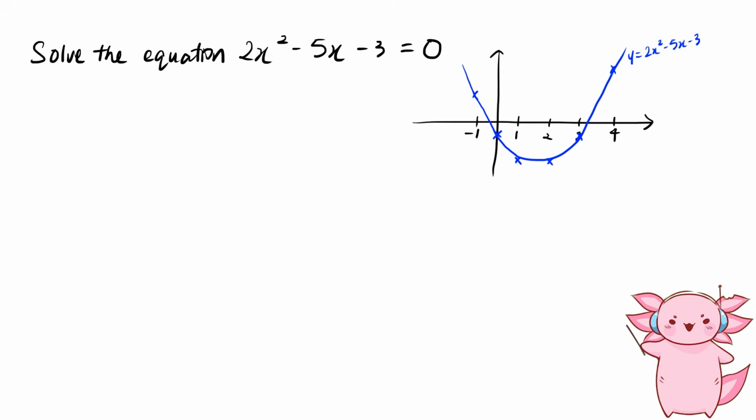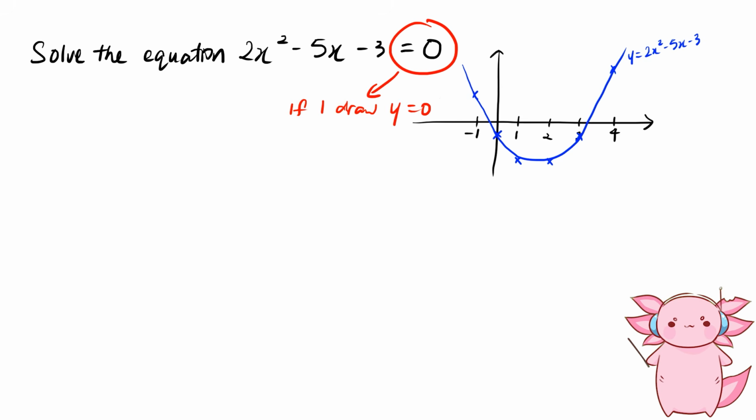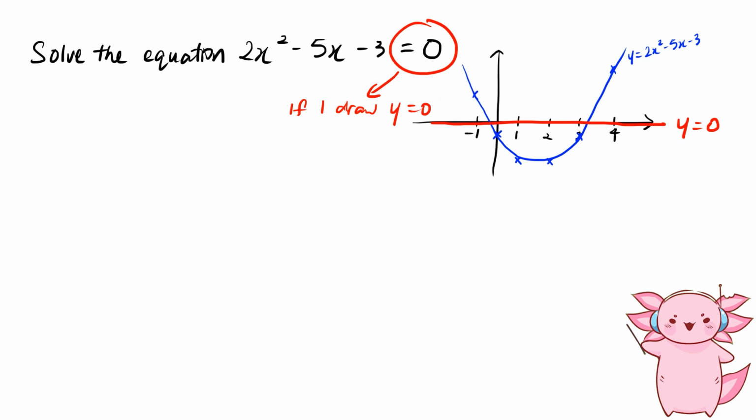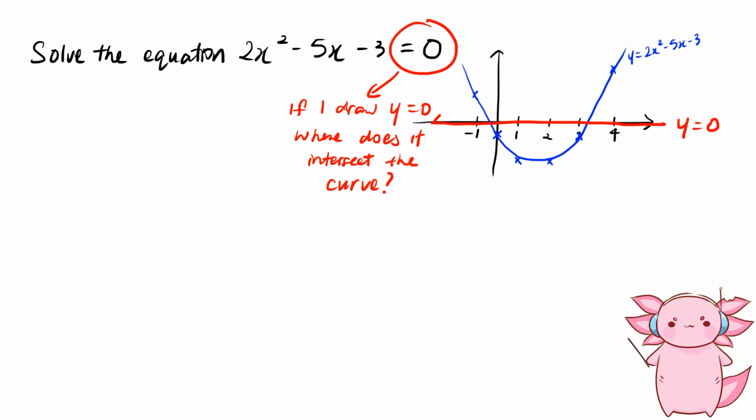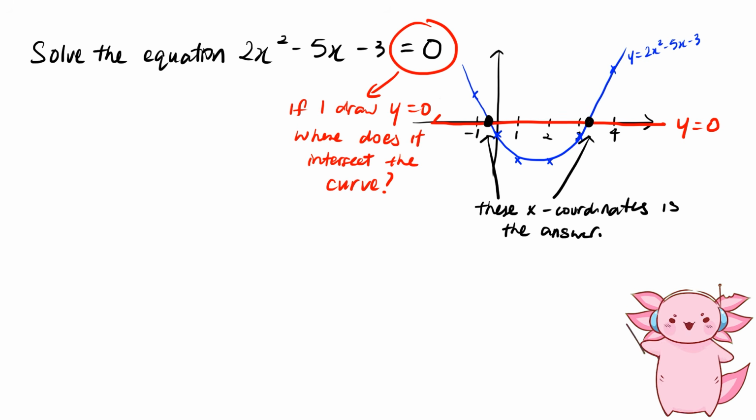Okay, now imagine this question asks you to solve for this equation over here. It's the same quadratic as before, and the only difference is that it's equals to 0. So this 0 here basically means that if I draw the line y is equals to 0 on the graph, at what x coordinates does the line intersect with the curve?